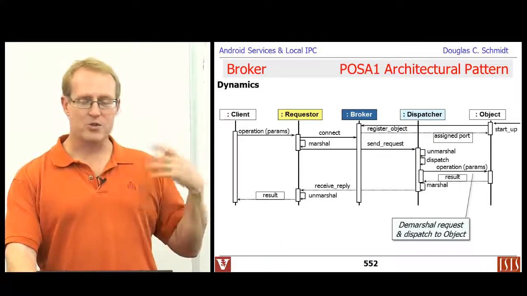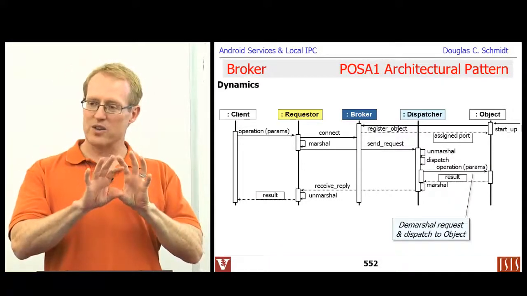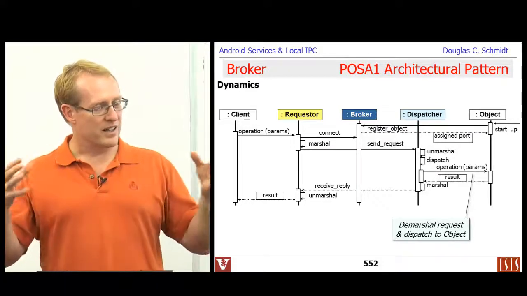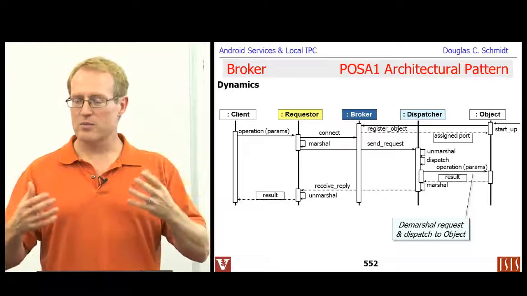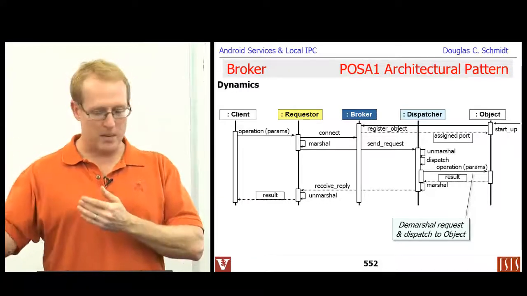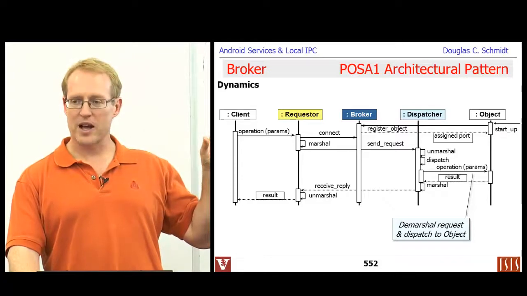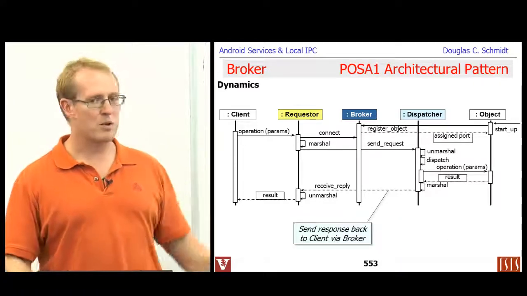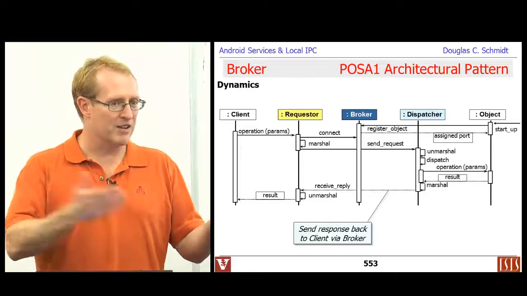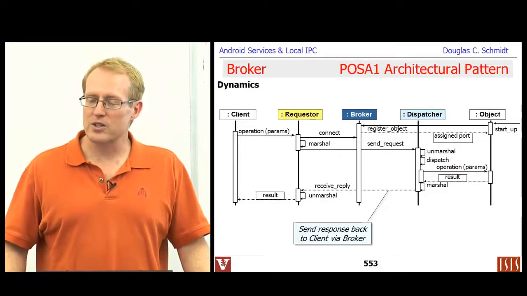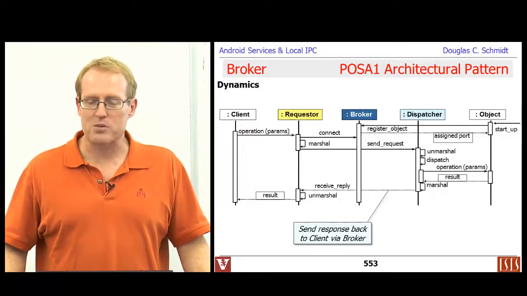The dispatcher takes the request, basically works with the demarshaller part to crack open the data, extract out the message fields, turn them into data types, and then make an upcall back to the object. The object does its work, the method on the object does its work, and then it sends the response back, which goes back by the inverse path of how it got there in the first place, most typically. So those are essentially the dynamic steps with the broker.